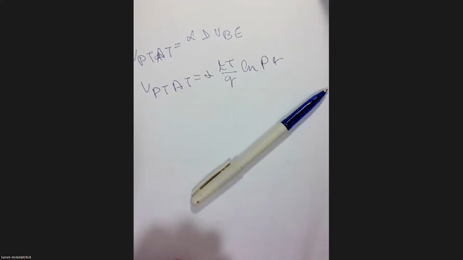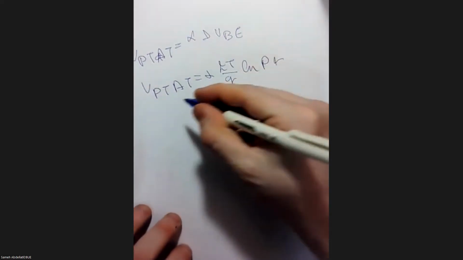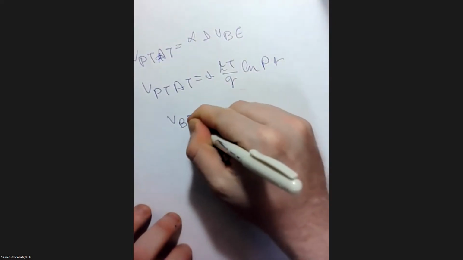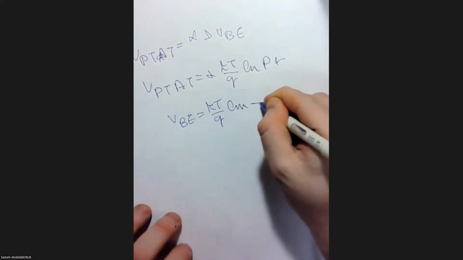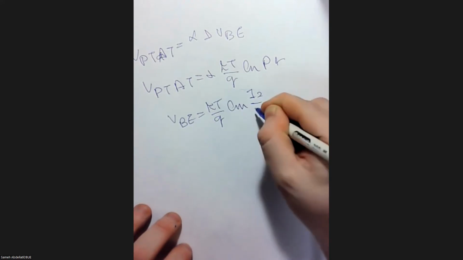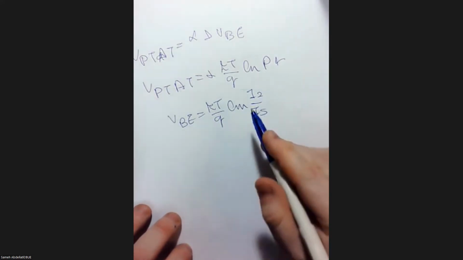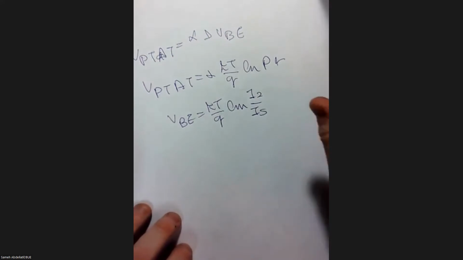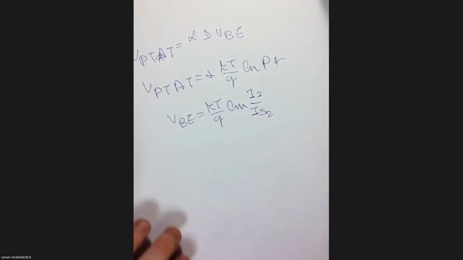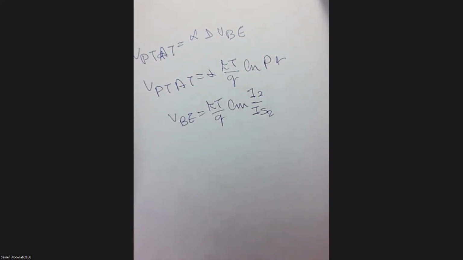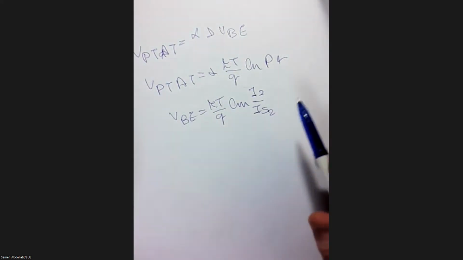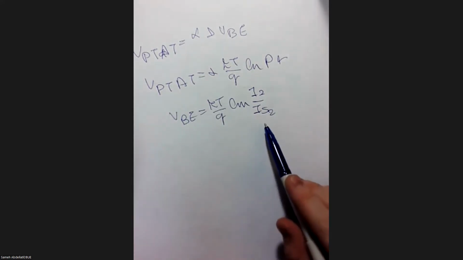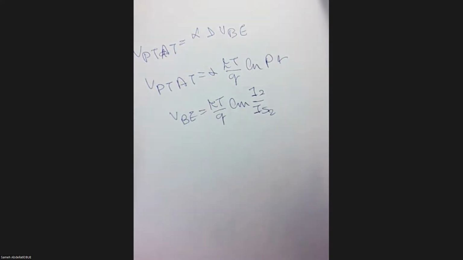Let's now return here. So we can write that VPE equals KT over Q ln I2 over IS. Of course, here I consider I2, and let's call this IS2, to consider that this is the saturation current for transistor number 2 or whatever. So this is an equation that represents the VPE.